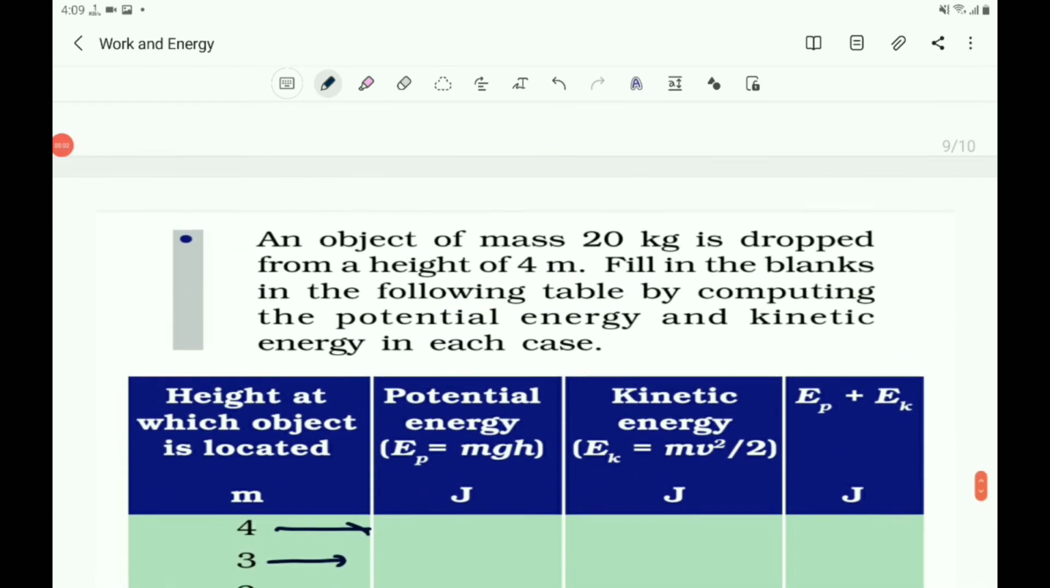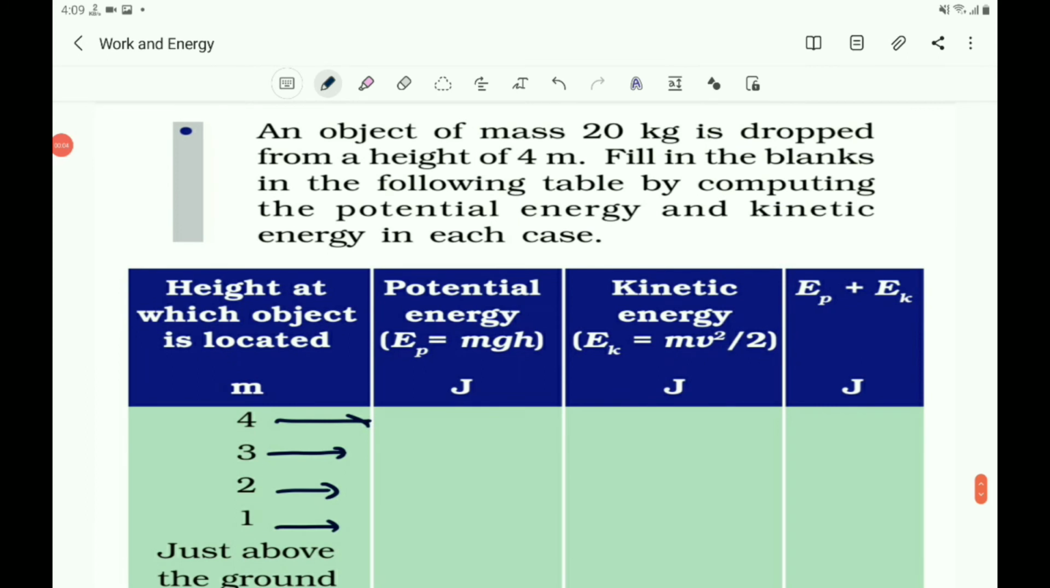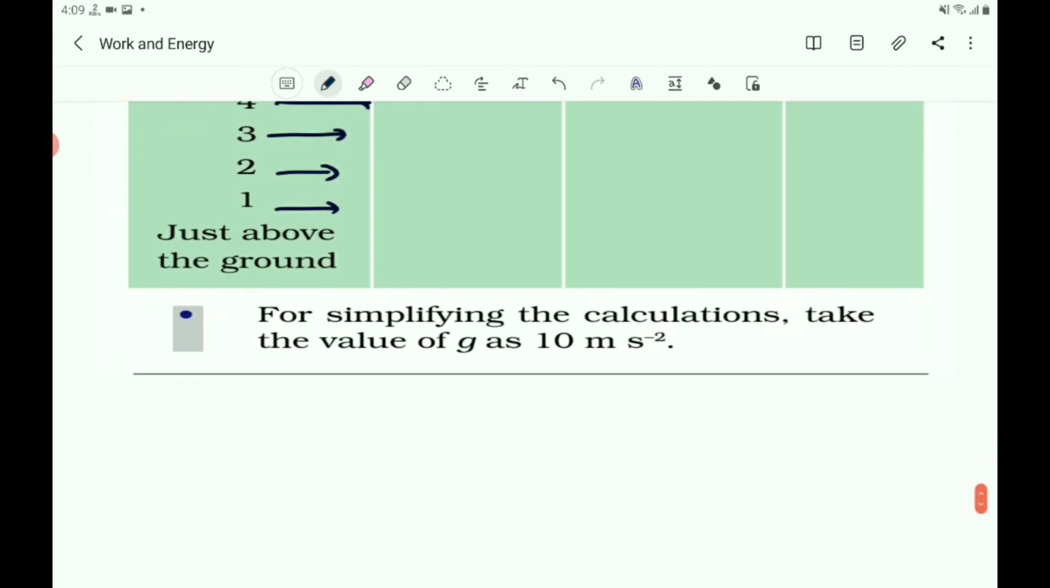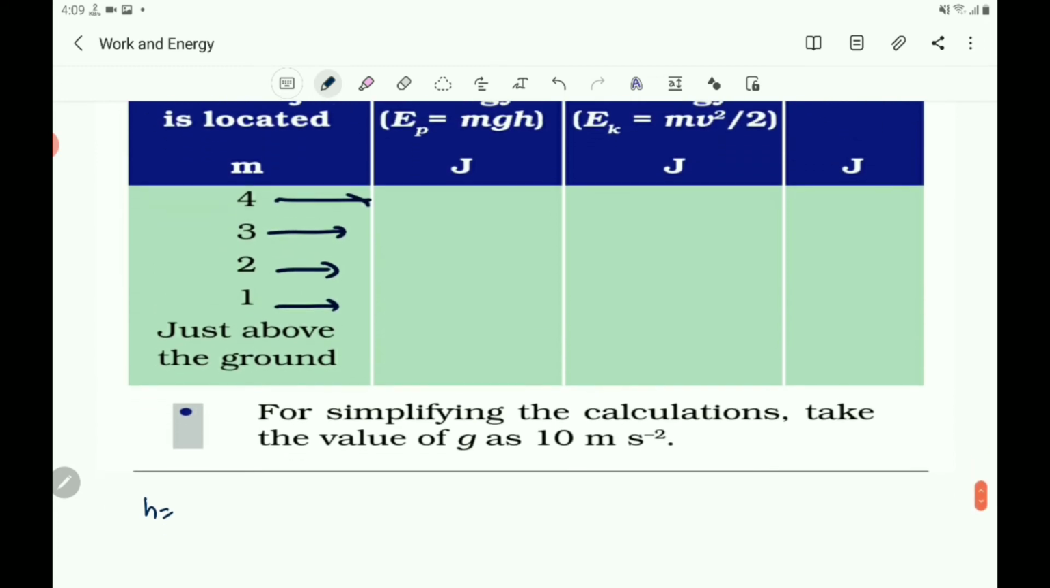Children, you do an activity. An object of mass 20 kg is dropped from a height of 4 meters. Fill in the blanks in the following table by computing the potential energy and kinetic energy in each case. So, first let us take the height. h equals 4 meters.